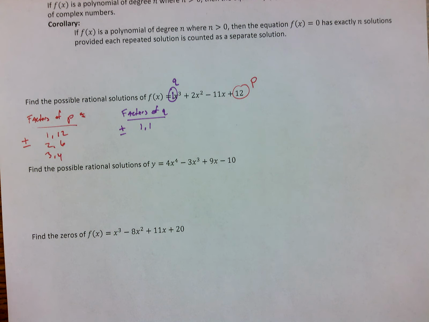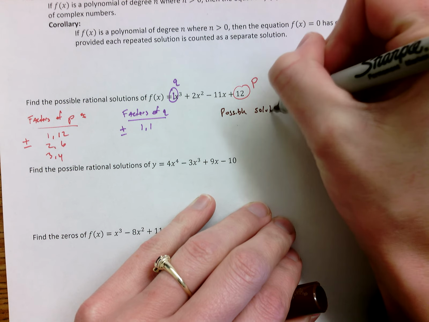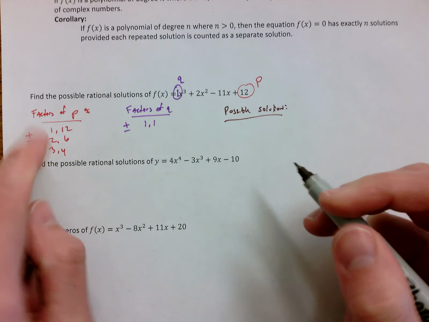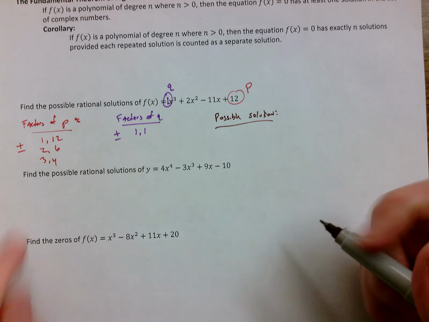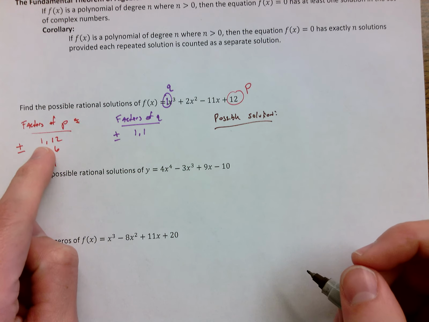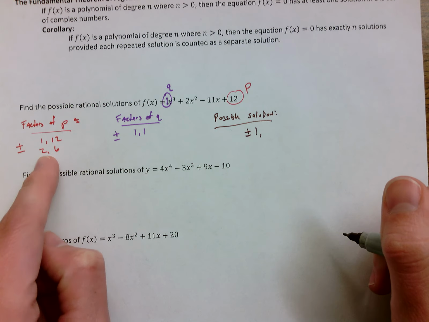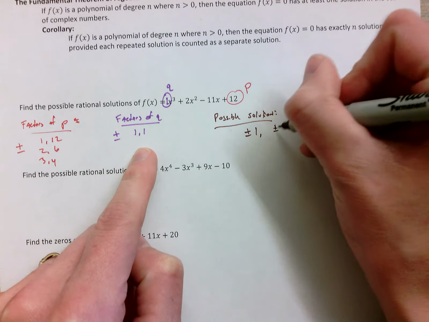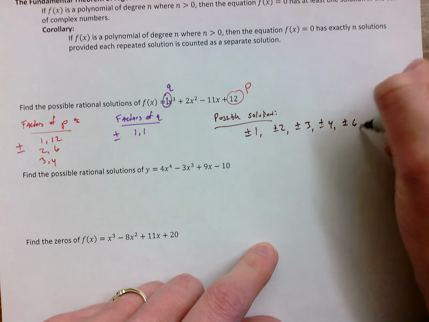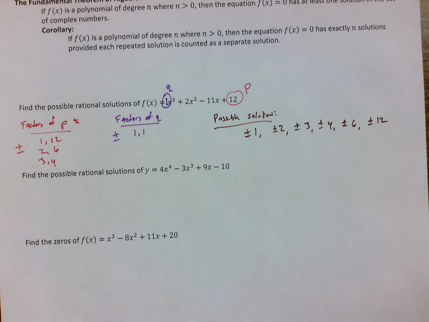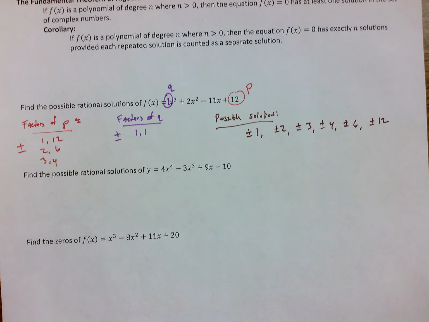Okay, so then my possible solutions are any number from this list divided by a number from that list. Because these are just ones, it's going to make this list pretty trivial. So what are my possible solutions? Well, I could do positive or negative 1 divided by positive or negative 1, and that's going to give me positive or negative 1, right? Positive or negative 2 divided by 1 is positive or negative 2. And as you can see, it works out to be basically the same list that we had for P. Yes, you have to write positive and negative every time when you're listing your possible solutions. Okay, so these are your possible solutions.